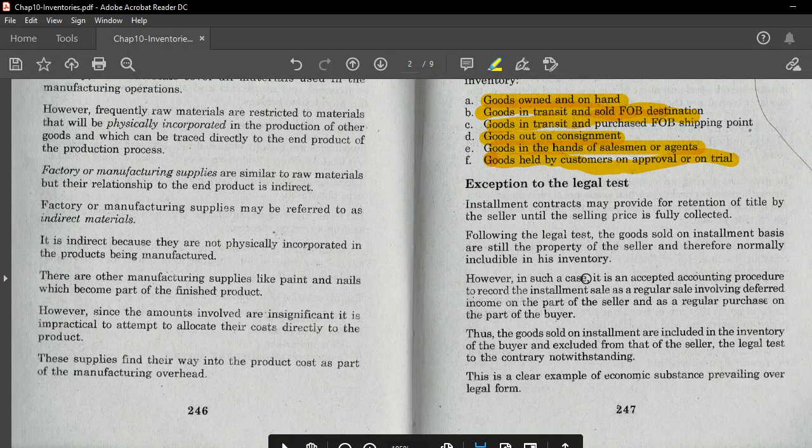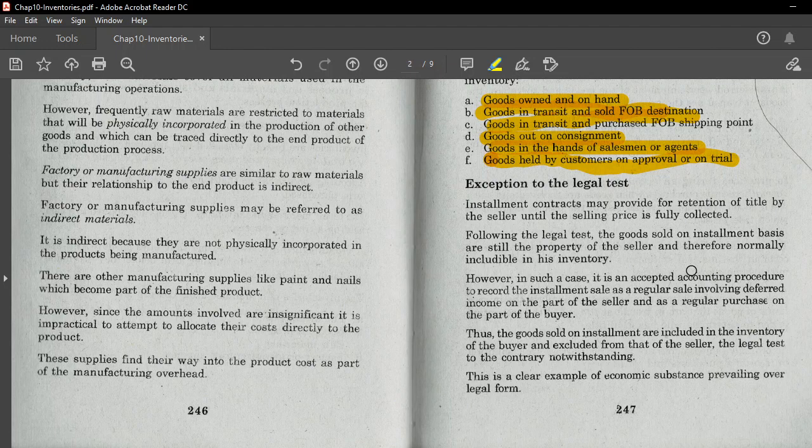Exception to the legal test. So we have installment contracts. From the term itself, installment, this happens most of the time kung dinagko. For example, napalita og washing machine, di ba? Appliances, di ba? Installment man ang kadalasan, labi na kung mag-home credit ka. In the installment contracts, nakabutang dito nga dili ni mapasa ang ownership sa imuha unless makabayad ka sa full amount.